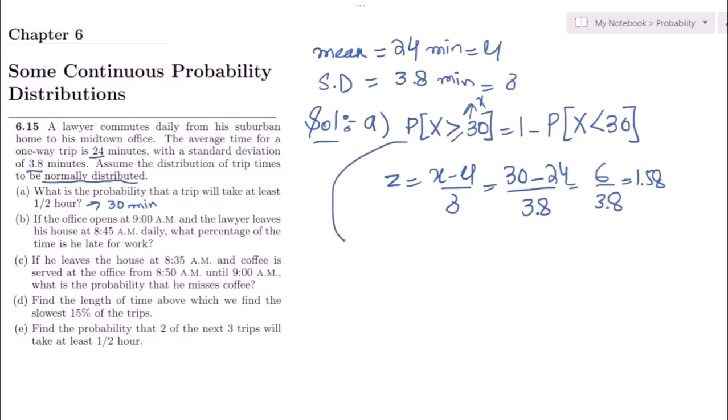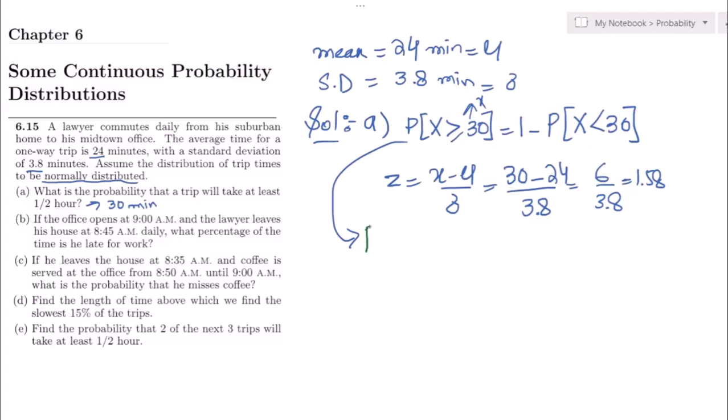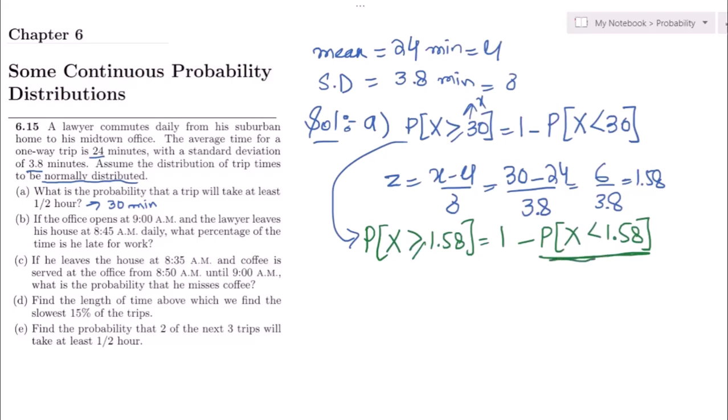Now let me use another color for this. In the transformed form, it will be the probability that x is greater or equal to 1.58. It would be 1 minus the probability that x is less than 1.58. So we have to find this probability.